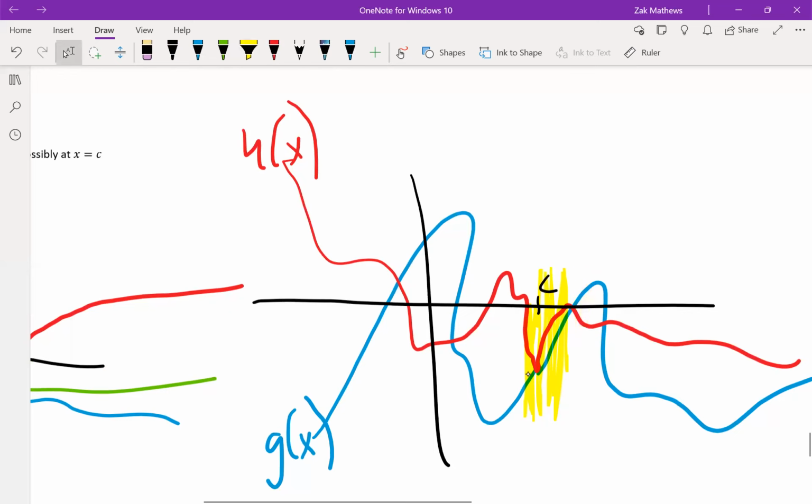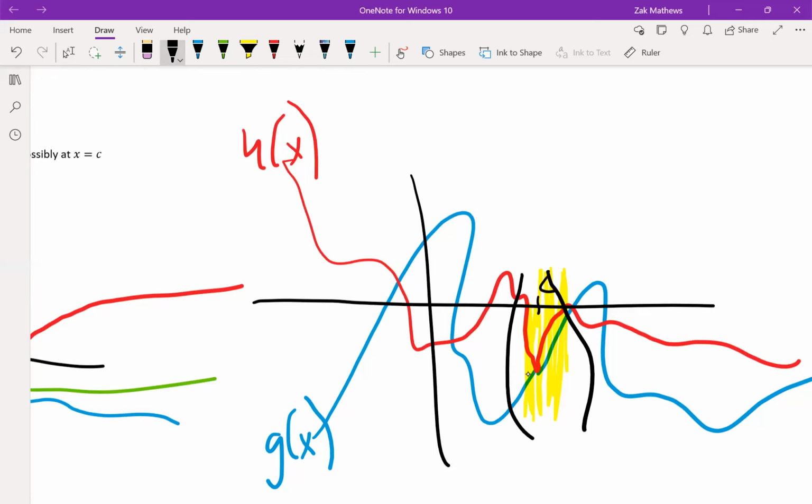So why am I still allowed to use the sandwich theorem on some open interval? Can I find an interval over which g of x is always less than or equal to h of x? Yes, I can. So I can apply the sandwich theorem to that region. How small or how big is it? We've dealt with this before, and we're going to see this more in the class.